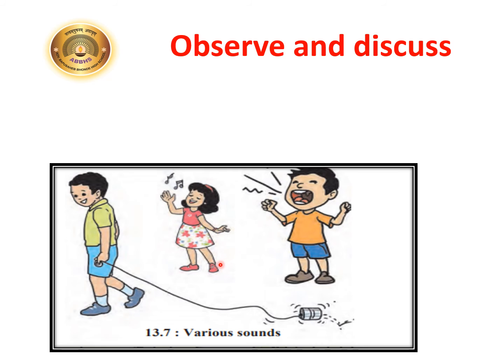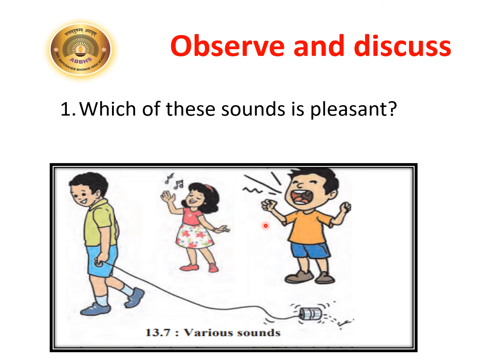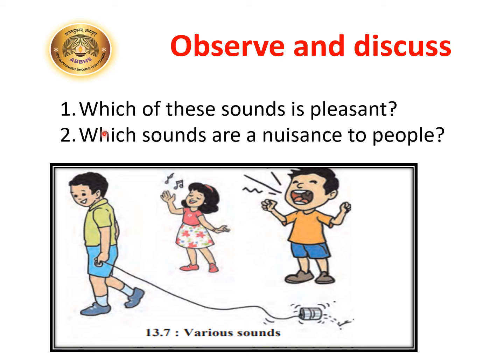Observe this picture and tell me which of these sounds is pleasant. Yes, the sound produced by the girl while singing is a pleasant sound amongst all these sounds. Which sounds are a nuisance to people? In this picture, the shouting boy and the boy pulling a tin on the ground produce loud sound. Hence, these sounds are a nuisance to people.